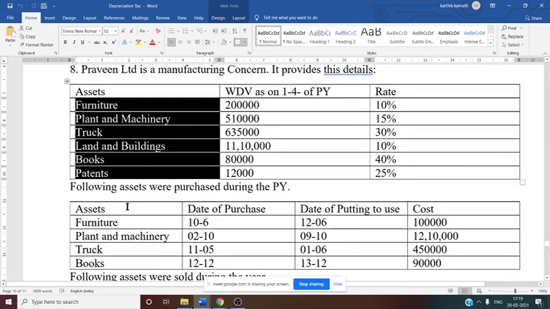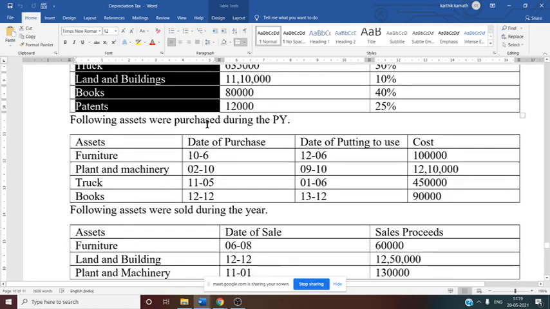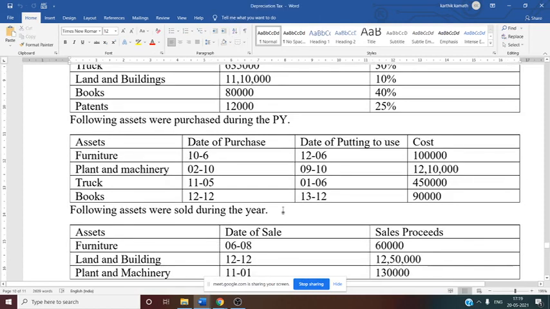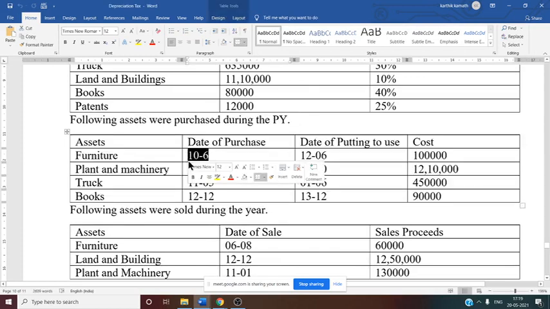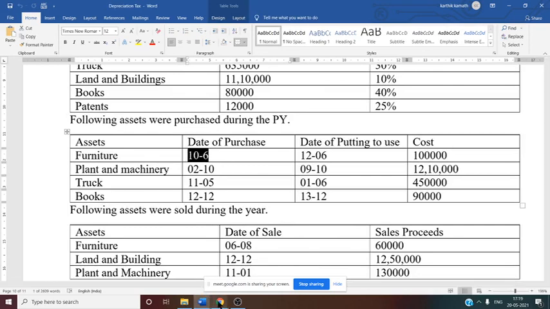Now after seeing this, the following assets were purchased during the previous year. They have given 4 assets. One is furniture. Date of purchase is given, date of putting the asset into use is given, cost is given. Furniture date of purchase is 10/6, that is June 10 of the previous year. Date of putting into use is immediately after two days, that is 12th June. Cost is 1 lakh rupees.